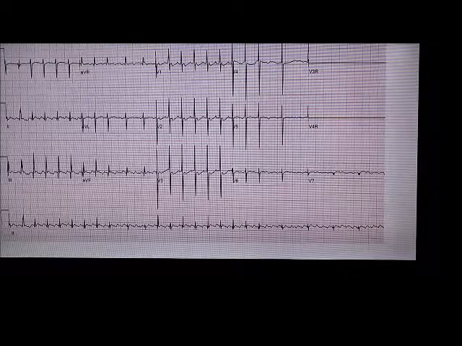A is more than V. Tamam. And then, so what is it? So when it's A more than V, what kind of tachycardia? Tachycardia, tamam. And then you look at the atrial morphology and you determine what type of atrial tachycardia.